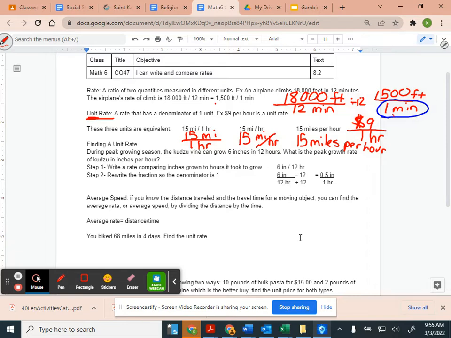Finding the unit rate. During a peak growing season, the kudzu vine can grow 6 inches in 12 hours. What is the peak growth rate of kudzu in inches per hour? So they want inches per hour. So the inches goes on the top. We know it can grow 6 inches. Hours goes on the bottom.